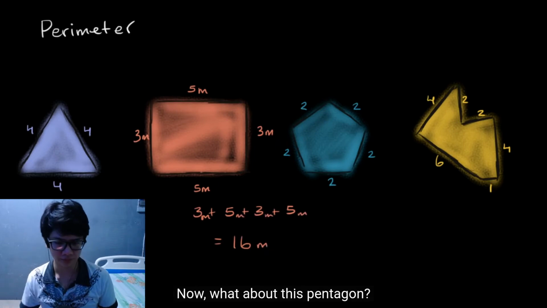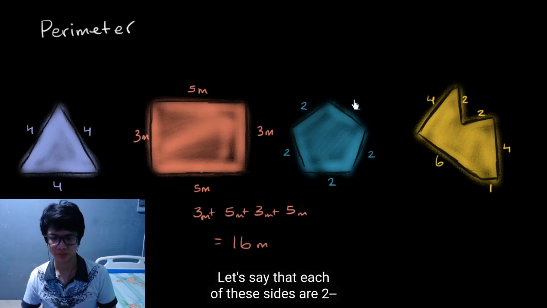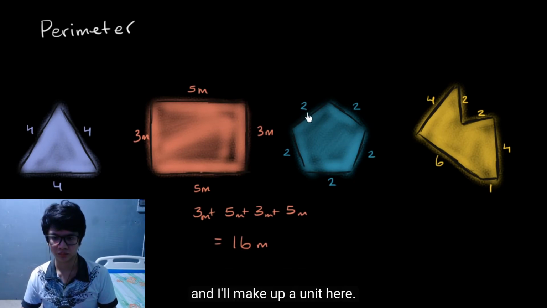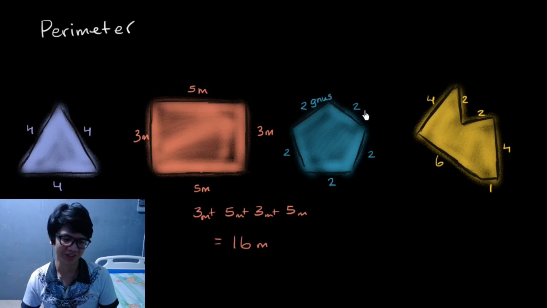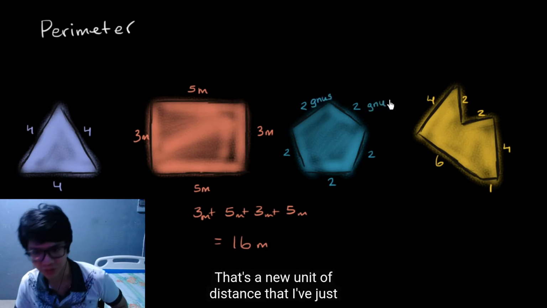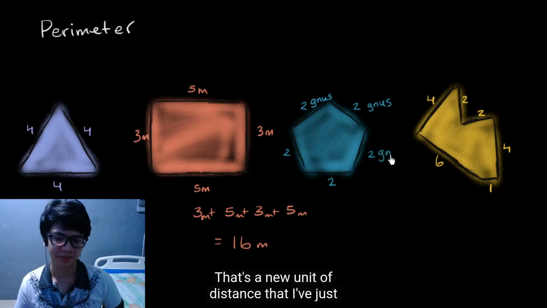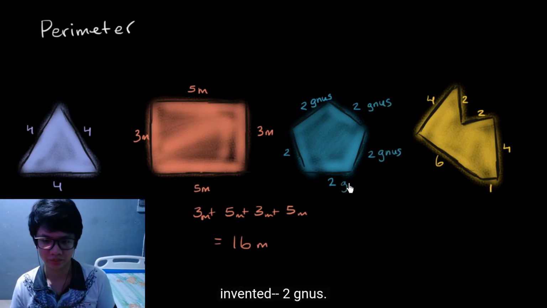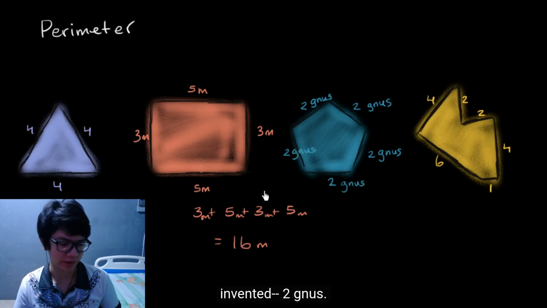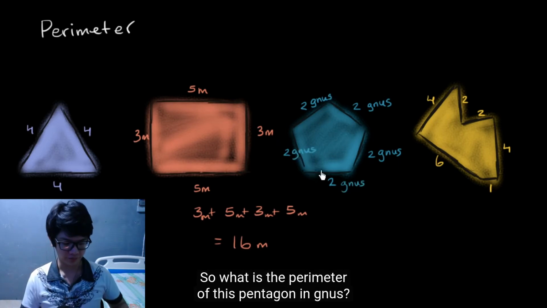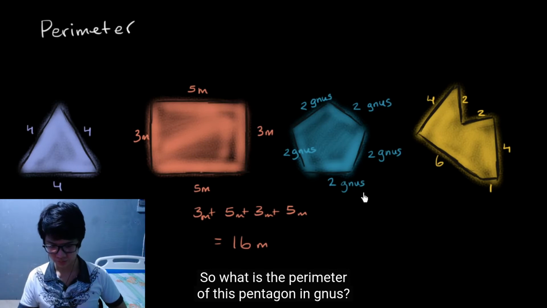Now what about this pentagon? Let's say that each of these sides are 2, and I'll make up a unit here. Let's say they're 2 GNUs. That's a new unit of distance that I have just invented. So what is the perimeter of this pentagon in GNUs?